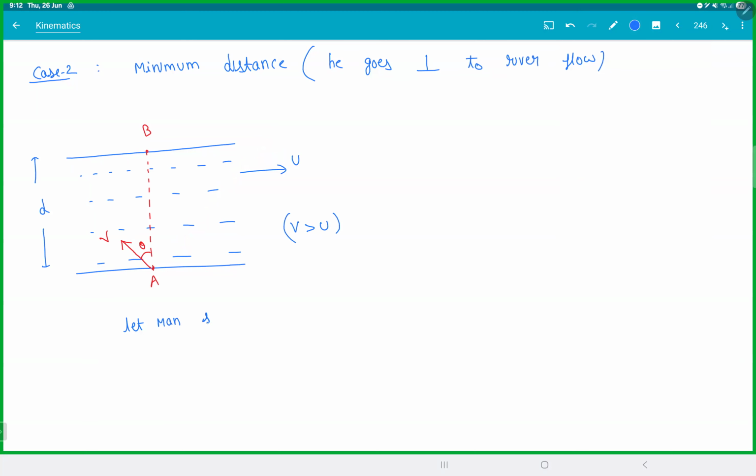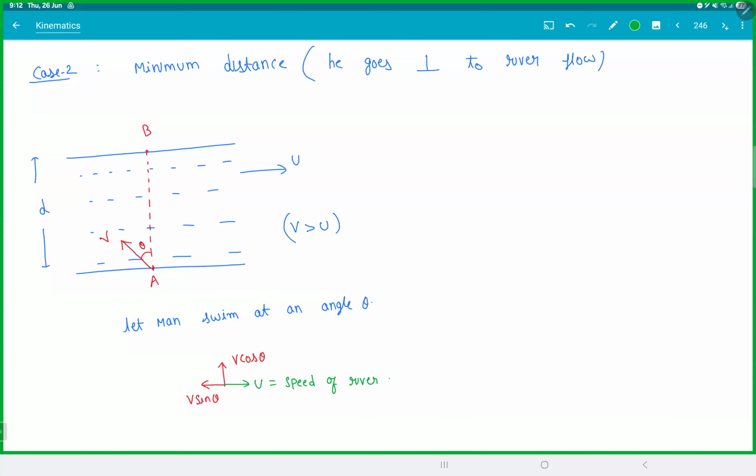So let the man swim at an angle theta. What we do is take the man's velocity and resolve it into components. So the man's velocity component is v cos theta straight, and this one is v sin theta. And your river is pushing you horizontally this way. This is the speed of the river. See, that's what a river does. It will always push you horizontally. Everything else is your own effort.